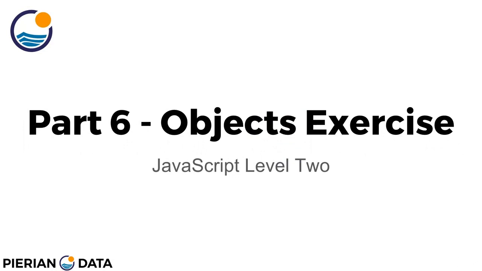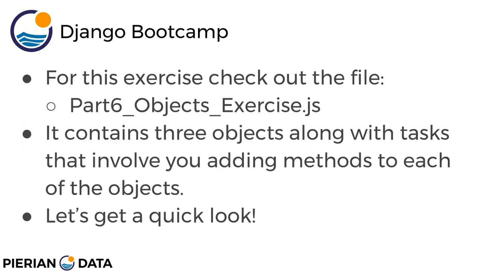And welcome back to Part 6, Objects Exercise. So for this exercise, check out the file part6_objects_exercise.js, which is under the JavaScript Level 2 folder. It contains 3 objects along with tasks that involve you adding methods to each of these objects. Let's take a quick look at this file and what you have to do.